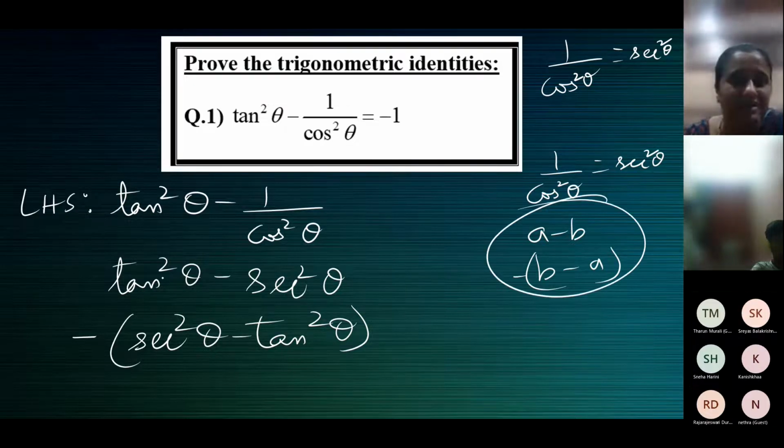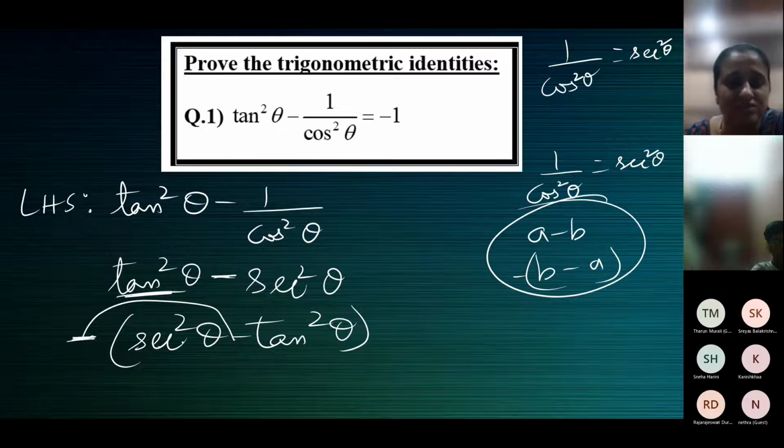Now look at this. I've written tan square theta minus secant square theta as minus of secant square theta minus tan square theta. That is, I take a minus outside and write this one as secant square theta minus tan square theta. See, I have not changed it because see here, minus into secant square theta gives minus secant square theta, and minus into minus tan square theta gives plus tan square theta.